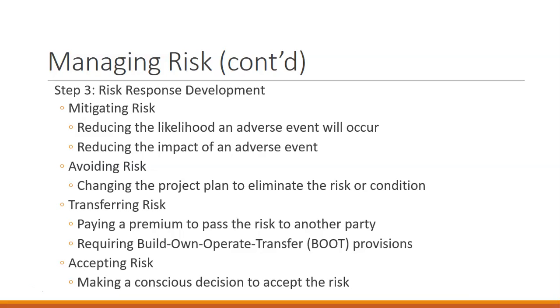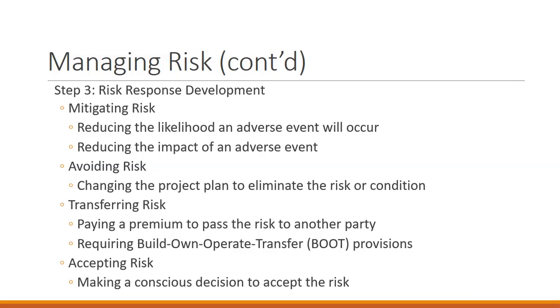Avoiding risk. This is when we change the project plan completely to eliminate the specific risk or condition. And then transferring risk. Transferring risk is when we pass the risk to another party. This is an example of insurance. So we buy insurance so that an insurance agency is responsible for the risk. They take on the level of risk for us.